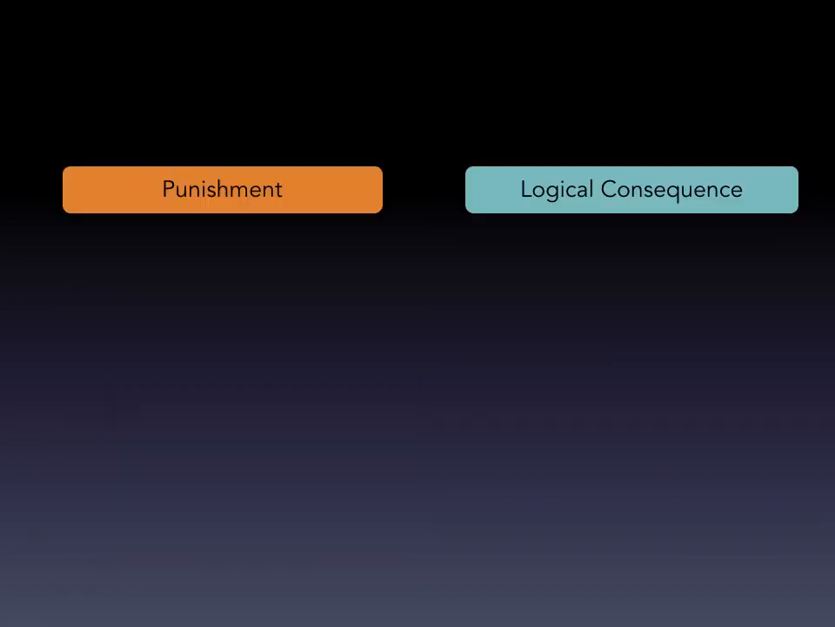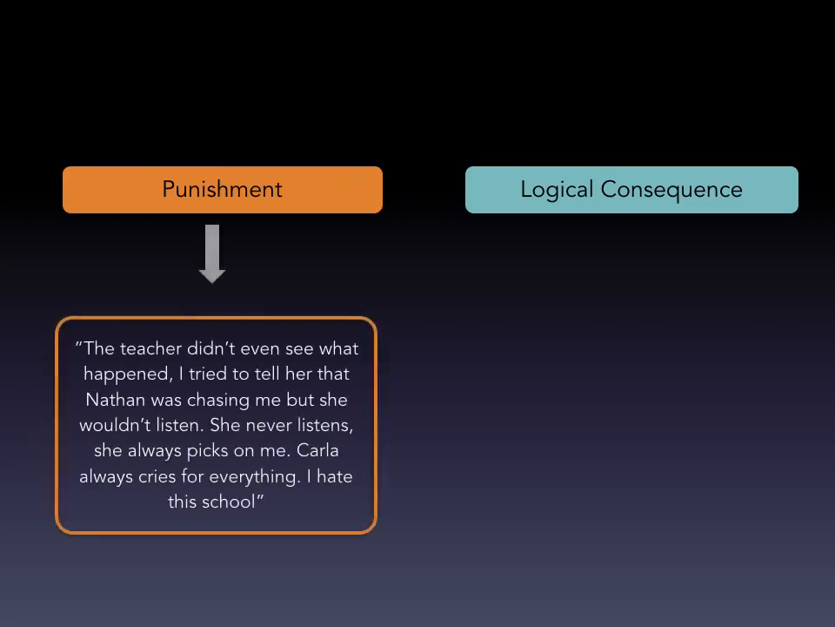Now, the two different approaches have completely different effects on the learners. A learner subjected to punishment could respond with, the teacher didn't even see what happened. I tried to tell her that Nathan was chasing me, but she wouldn't even listen. She never listens. She always picks on me. And Carla cries for everything. I hate this school. A very negative emotional result.